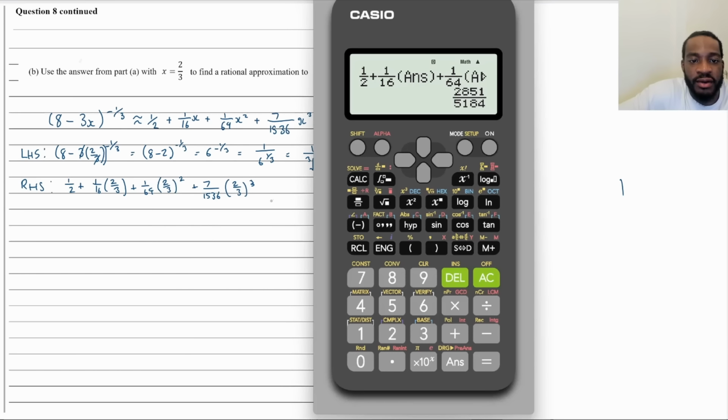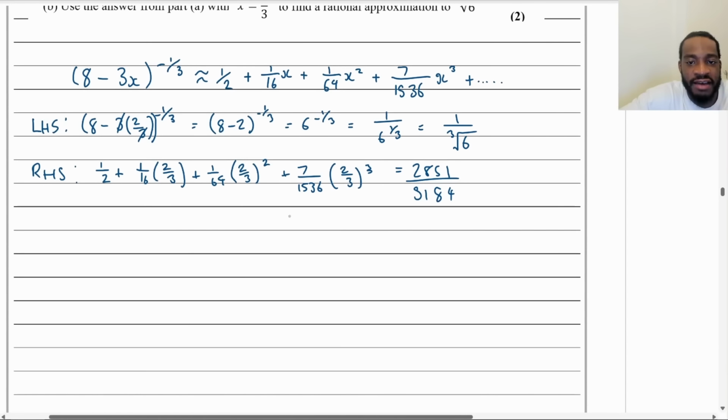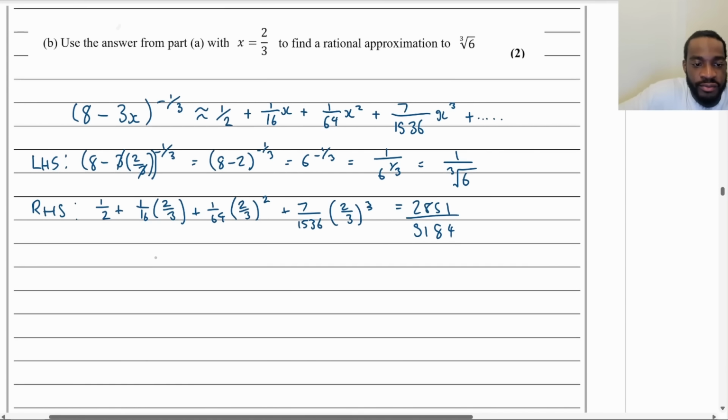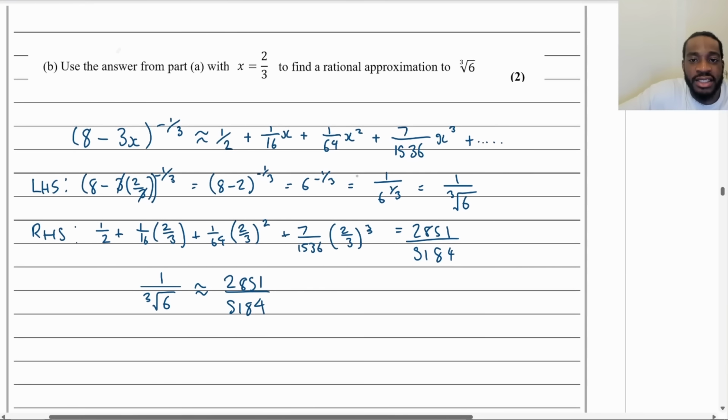And that gives me that number there, which is going to be 2851 over 5184. Okay, so what have we shown then, right? We've got the left-hand side, which is 1 over the cube root of 6, and what we're saying is that this is approximately equal to 2851 over 5184. Now, if the question said 1 over the cube root of 6, then we would be done. This would be our answer.